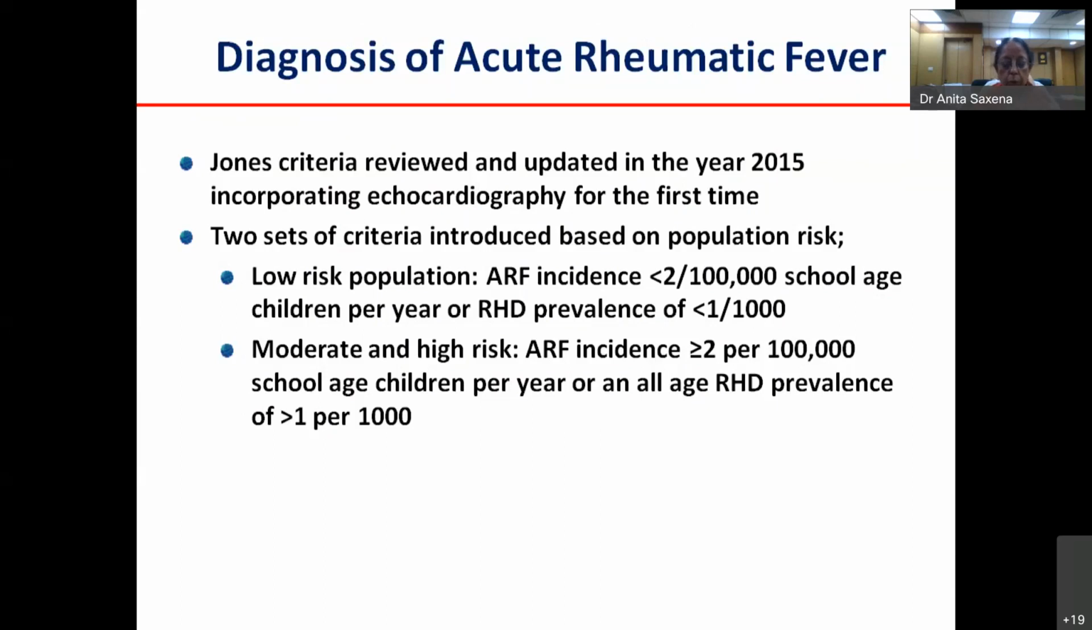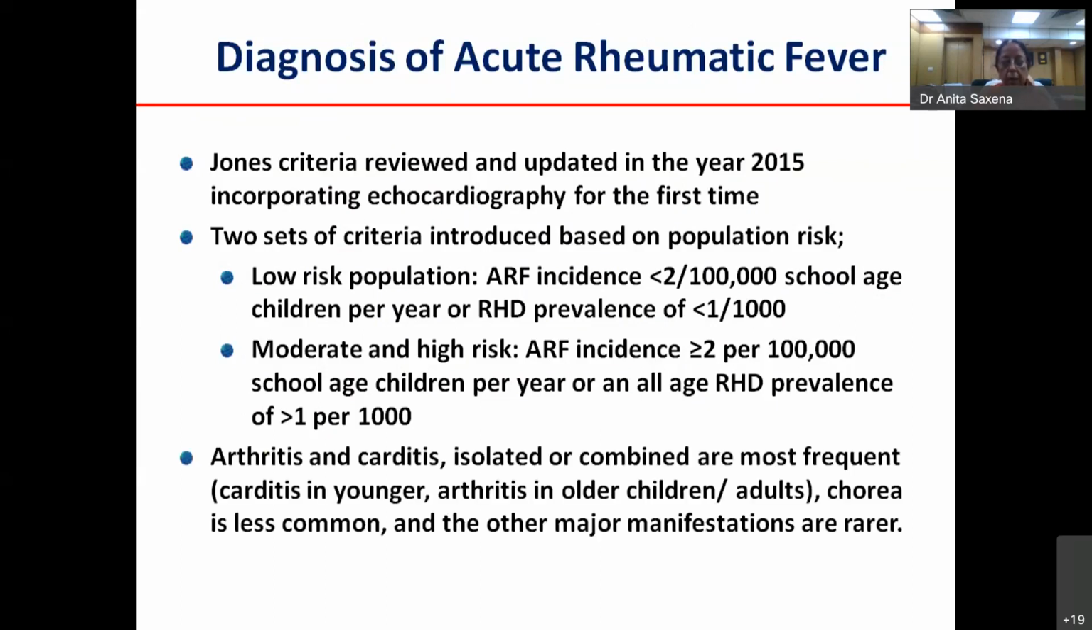So they came up with two sets of criteria, and generally we see that arthritis and carditis are the most frequent major manifestations. Arthritis is often seen in older children. Carditis is more common in younger children, the pediatric age group that we deal with. Chorea, we know, is much less common, but is also a delayed manifestation. You are not going to see a patient who has arthritis as well as chorea. That's very unusual. Other major manifestations are quite rare.